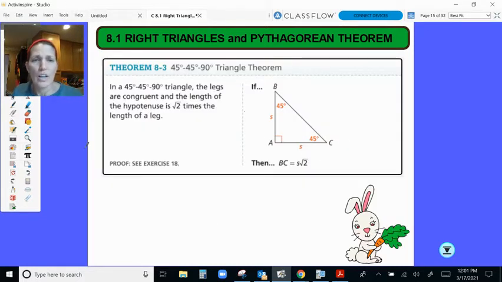So this leads us to our theorem for a 45-45-90 special right triangle. Instead of doing the Pythagorean theorem every time, we just know that whatever the length of my side is here, my hypotenuse is going to be the length of my side times the square root of 2. And so we can take a quick shortcut to find those values.